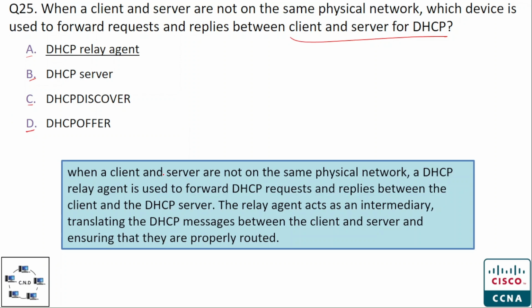So when a client and server are not on the same physical network, a DHCP relay agent is used to forward DHCP requests and replies between the client and the DHCP server. The relay agent acts as an intermediary, translating the DHCP messages between the client and server and ensuring that they are properly routed.